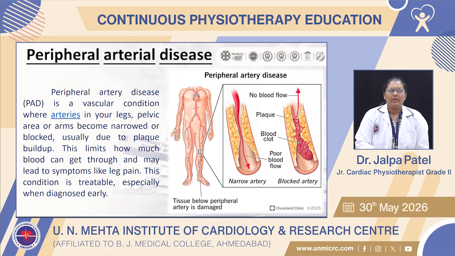Now we are going on to peripheral arterial disease. Peripheral arterial disease is a vascular condition where arteries in your legs, pelvic area or arm become narrowed or blocked, usually due to plaque buildup. This limits how much blood can get through and may lead to symptoms like leg pain. This condition is treatable, especially when diagnosed early.